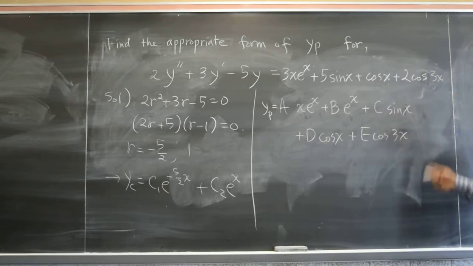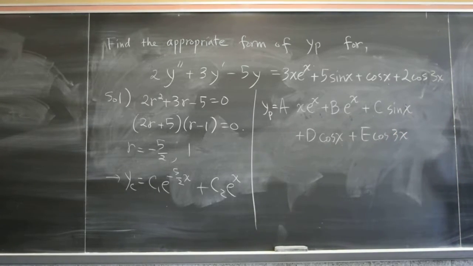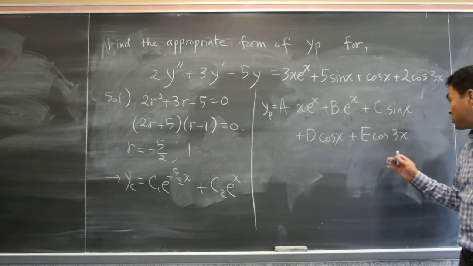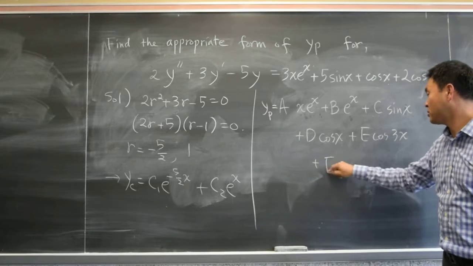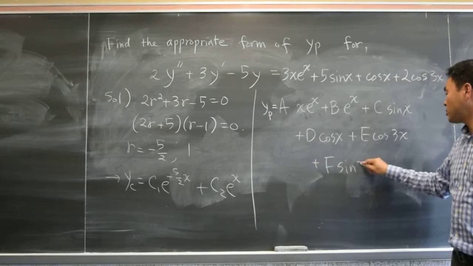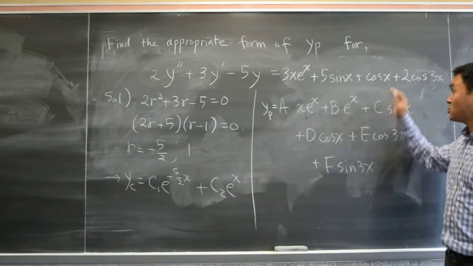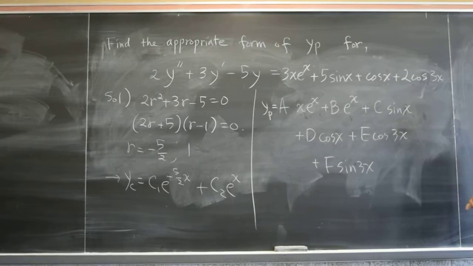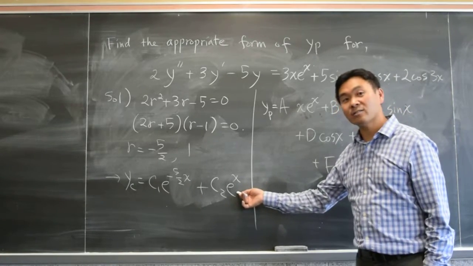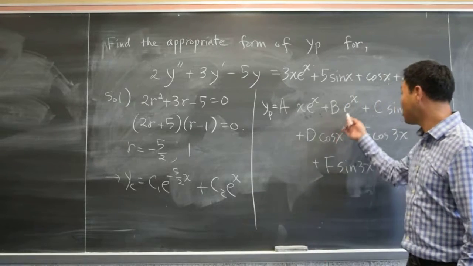But then when you differentiate cosine 3x, you get negative something times sine 3x, right? Cosine will turn to sine 3x, so that you need also. So these are everything that you need in order to create this. Now you have to check for duplication. Is there any duplication? Where? Yes. E to the x in the complementary solution is duplicated here.